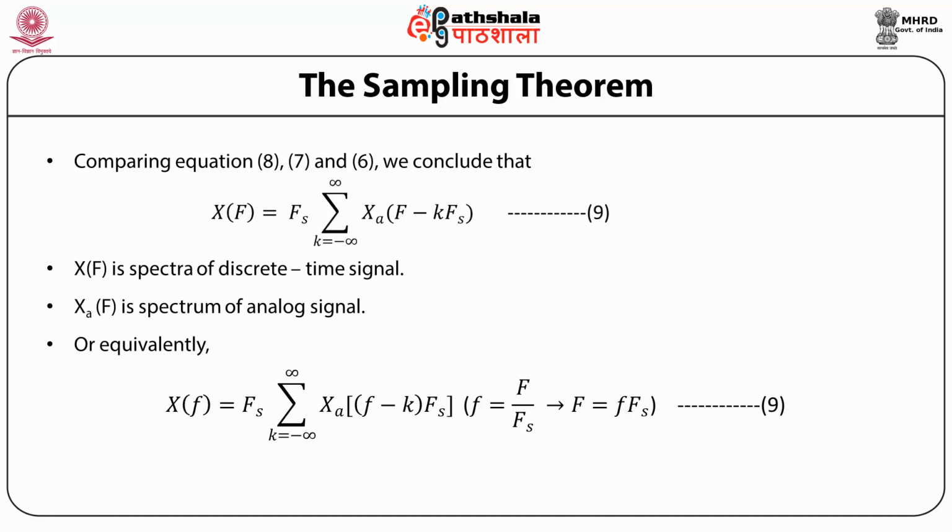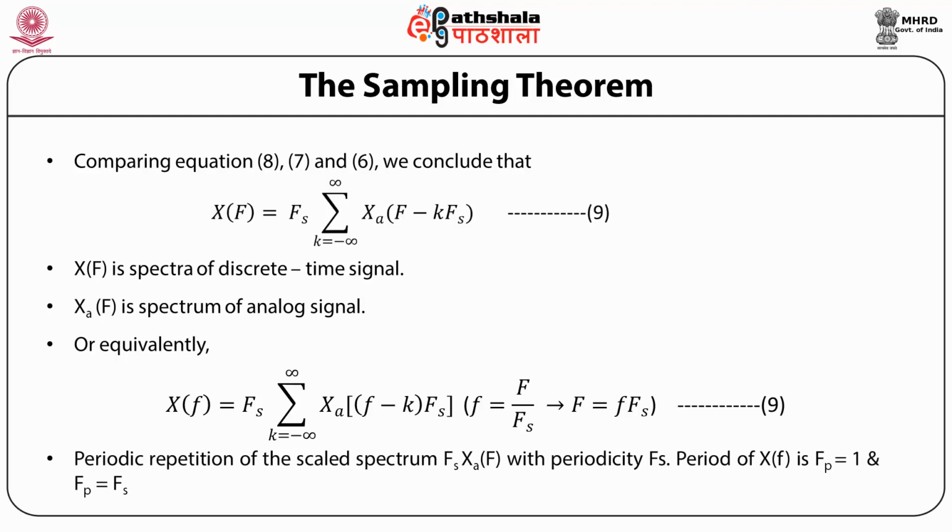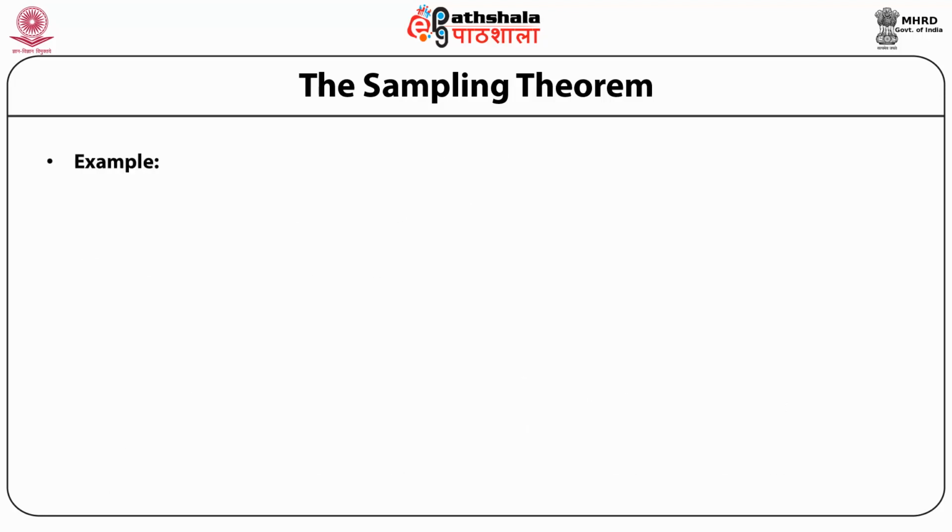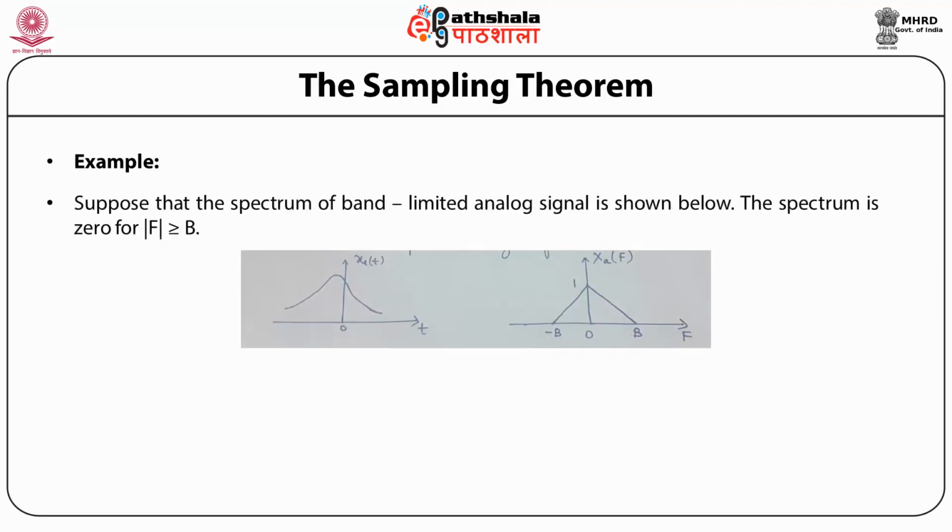Now, small f is F by fs, and capital F is small f multiplied by fs. So we have periodic repetition of the scaled spectrum fs xa(F) with periodicity fs, that is, the period of x(f) is fp equal to 1 and Fp equal to fs. Let us now study this by considering an example. Suppose that the spectrum of a band-limited analog signal is shown below.